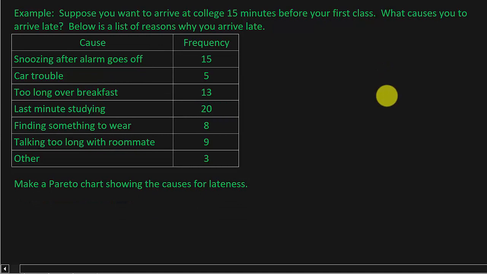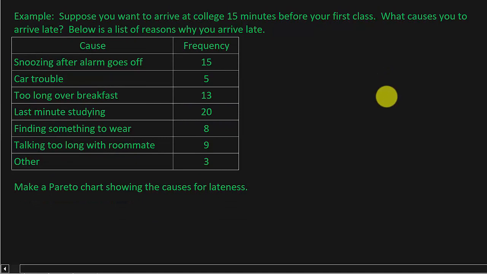So let's look at this example. It says, suppose you want to arrive at college 15 minutes before your class. And I didn't type up the whole problem, but sometimes there's reasons that cause you to be late.